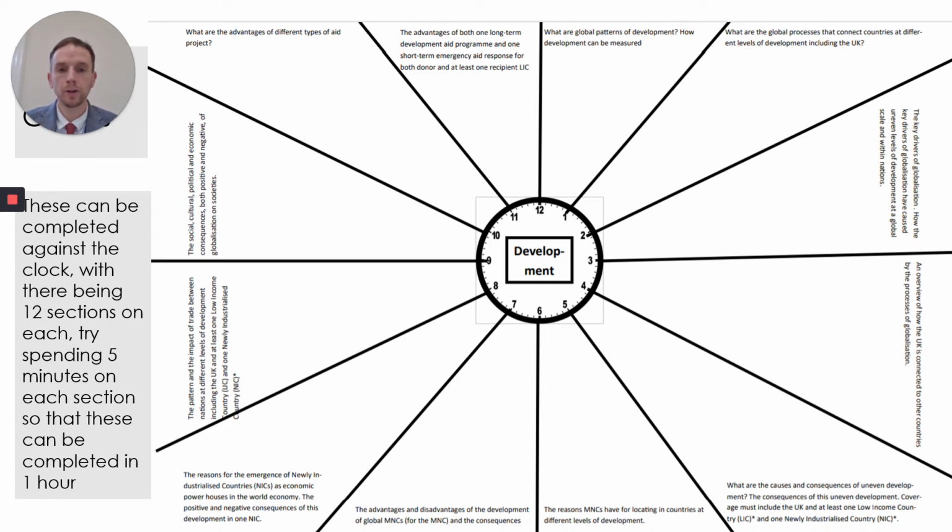You can spend up to 5 minutes on each section, so spend a whole hour on one topic, or shorten that down and spend 2 minutes filling in each section of the revision clock. So within half an hour, you've had an opportunity to demonstrate all of your knowledge about that topic.